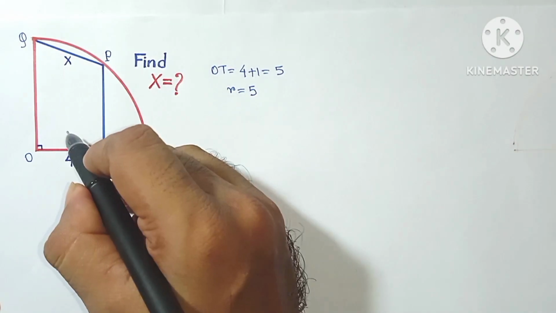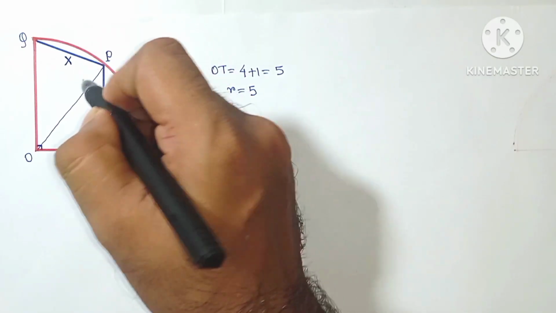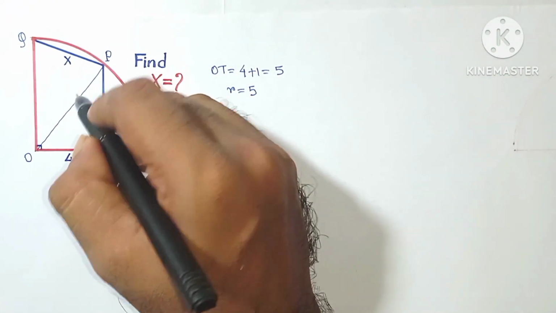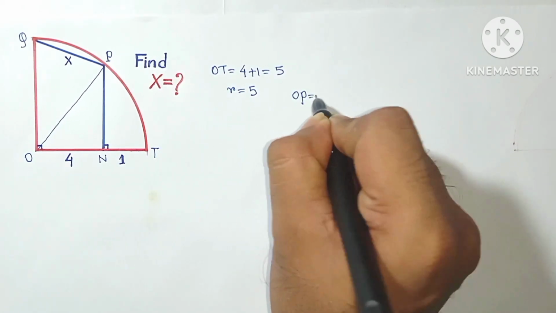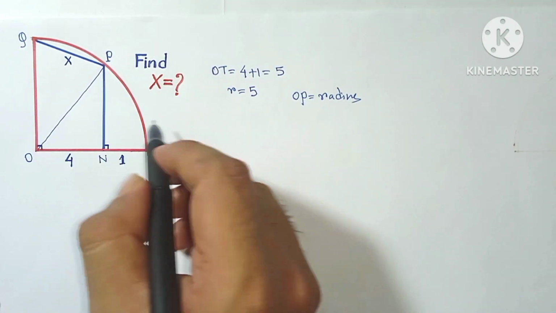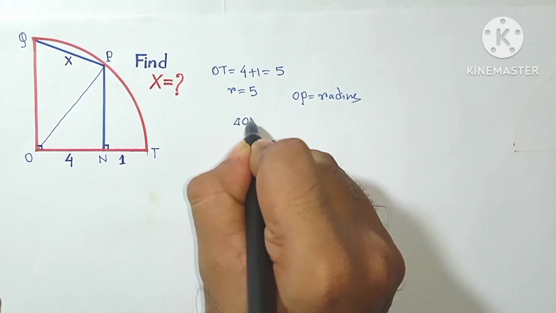Now let's join this OP line. And this OP line starts from O and reaches the point P. And this OP is the radius of this quarter circle. So we have a right angle triangle here, OPN.